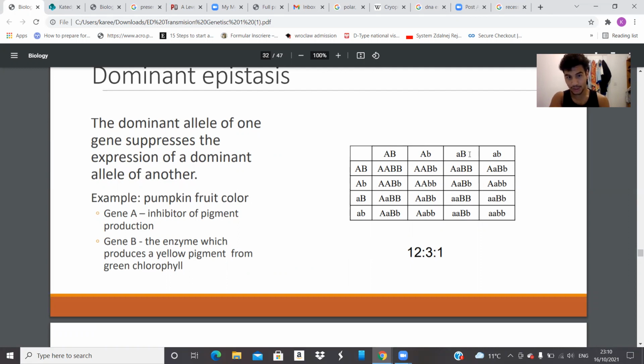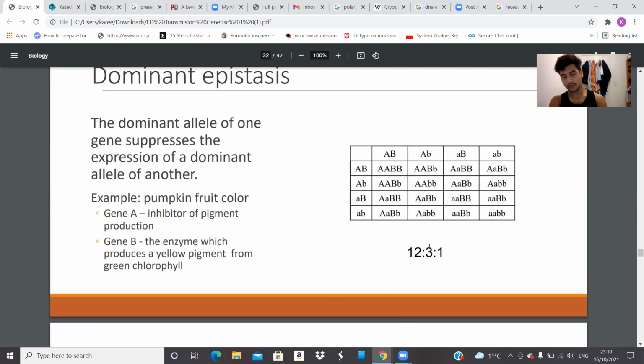However, if you have homozygous recessive at A, then your color depends on B. If you have dominant B, then you're going to have yellow. If you have small b, then you're going to have orange. So you'll have three phenotypes. If you have a dominant allele at A, it's always going to be white. However, if you have homozygous recessive at A and a dominant allele at B, then you're going to get yellow. If you have homozygous recessive at A and homozygous recessive at B, then you're going to get orange.